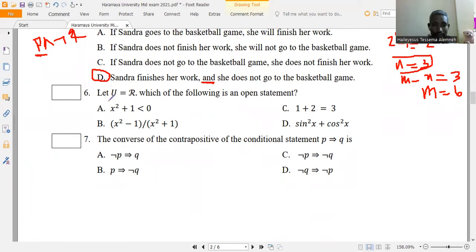Now, let U be the real numbers, the universal set. Which of the following is an open statement? x squared plus 1 is less than 0. x squared minus 1 over x squared plus 1 is less than 0.